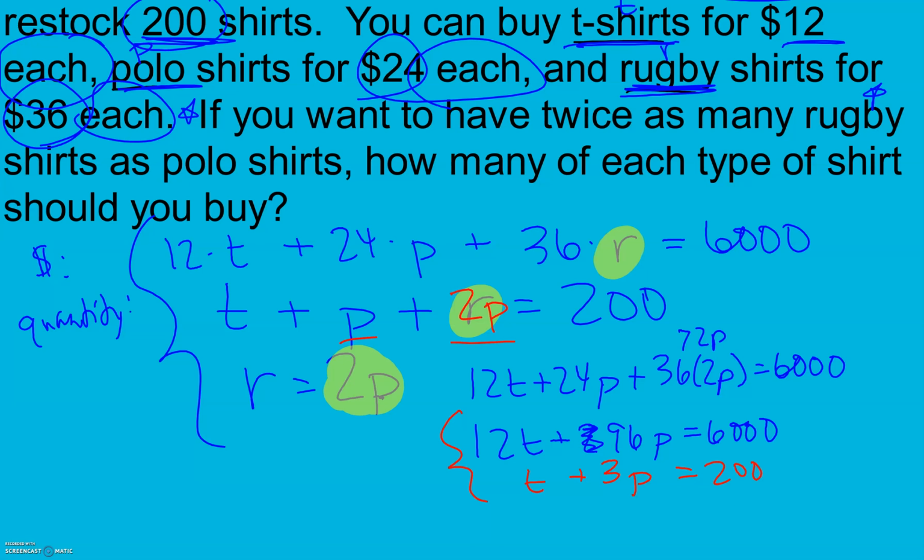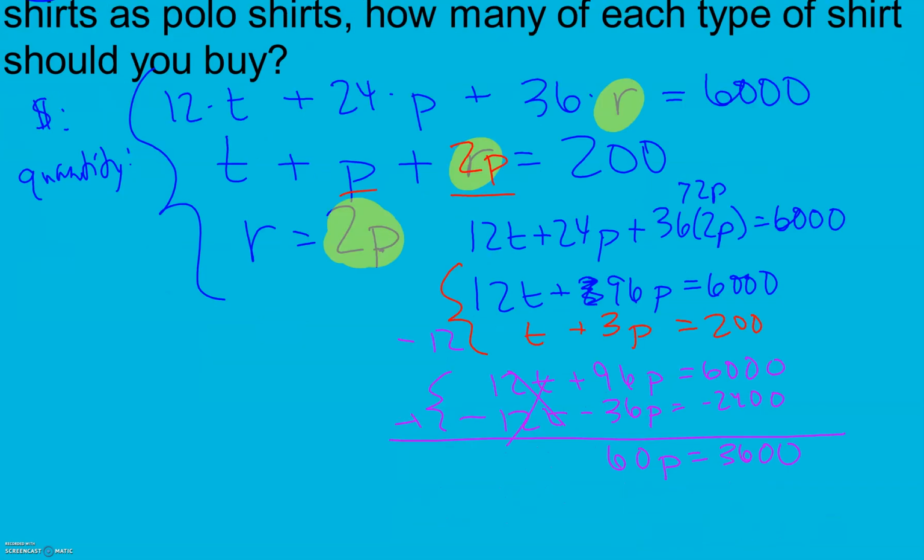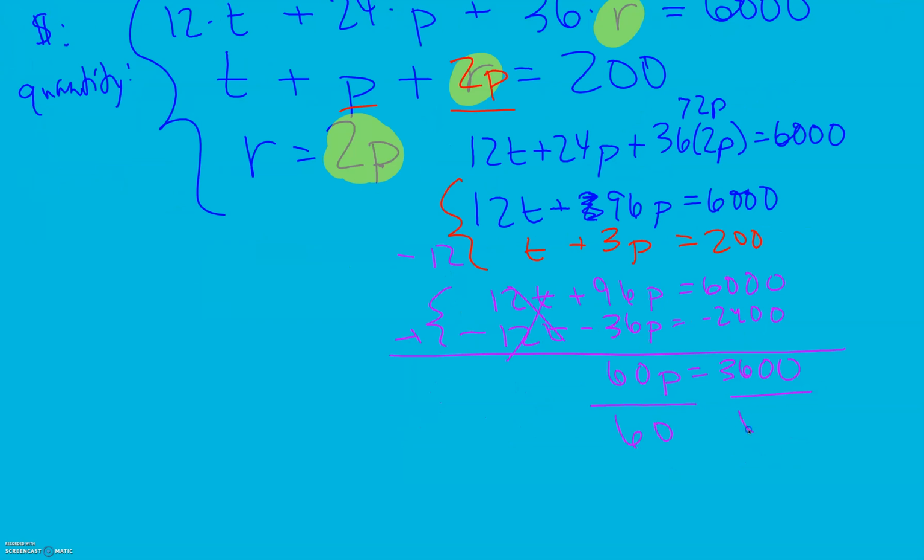Now I have a system here. I can solve it by either substitution or elimination, doesn't matter. I'm going to multiply all of them by -12 just because I'm kind of partial to elimination. If you prefer substitution, we very easily could have subtracted the 3p here and solved for t. So I'm going to get 12t plus 96p equals 6,000, and minus 12t minus 36p equals -2,400. Now I have opposites, so I can go ahead and solve. I get 60p equals 3,600. P is being multiplied, so I can go ahead and divide. And polos are going to be 60.